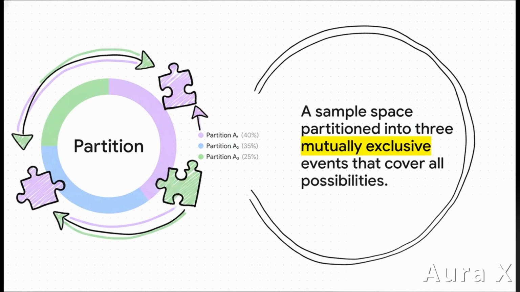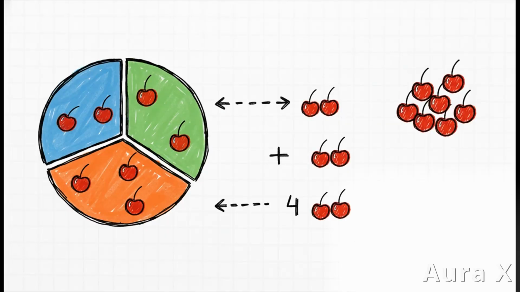And this is what it looks like. Our whole world, our sample space, is split into three totally separate scenarios, A1, A2, and A3. No overlaps, and together they make up the whole thing. That's a perfect partition.